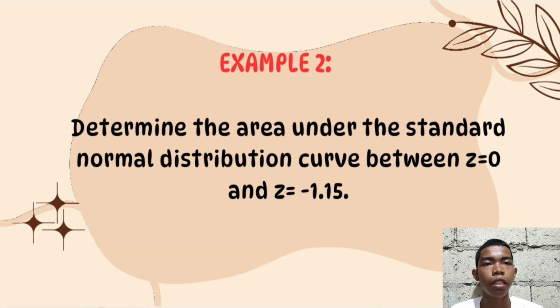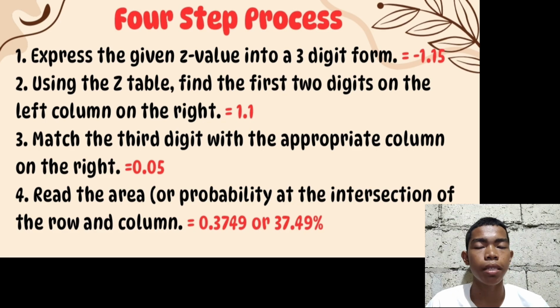Example number 2. Determine the area under the standard normal distribution curve between z equals 0 and z equals negative 1.15. So the difference between example 1 and example 2 is that example 2 is negative. So we will use the 4-step process. Number 1, express the given z value into a 3-digit form. The answer would be negative 1.15. Then using the z table, find the first 2 digits in the left column.